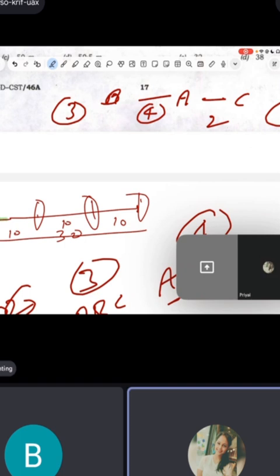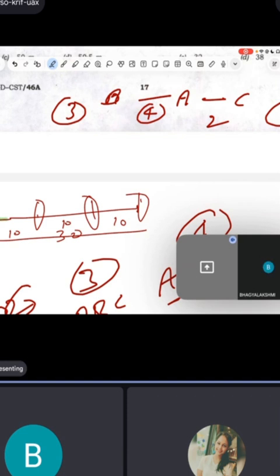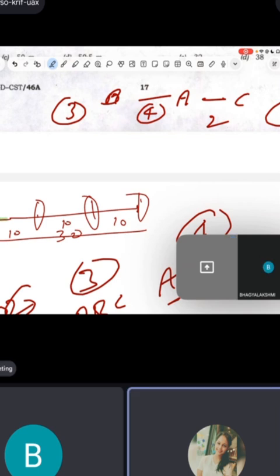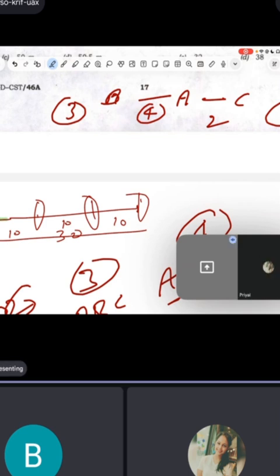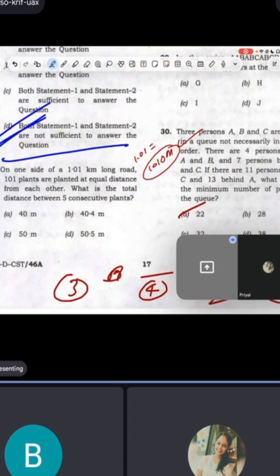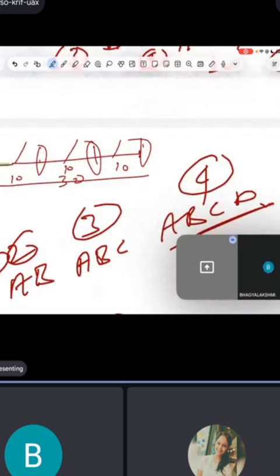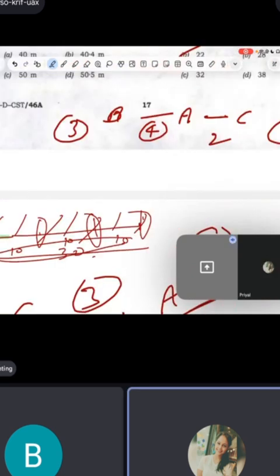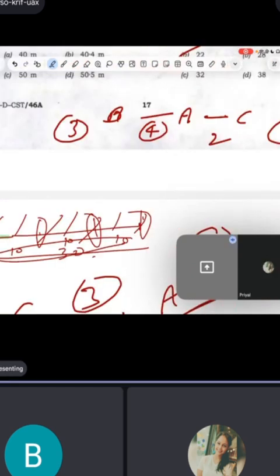Four. How many plants are there? 1, 2, 3, 4. Four plants. But the gap is what? Three. Three only. So what is the question asking? The distance is 30 only, but the plants are 4. It means that the number of plants will always be one higher than the number of gaps, because the first one is the beginning and is not counted.